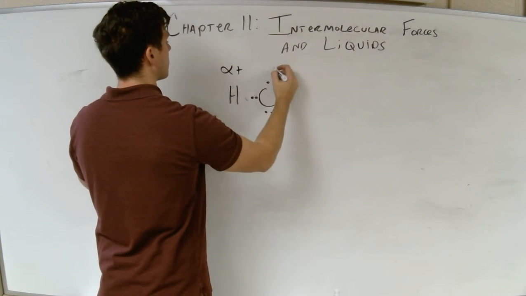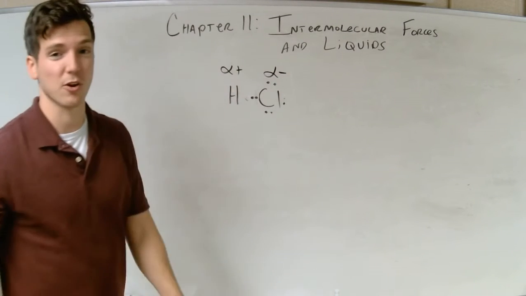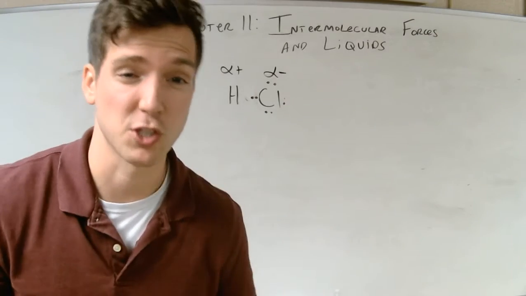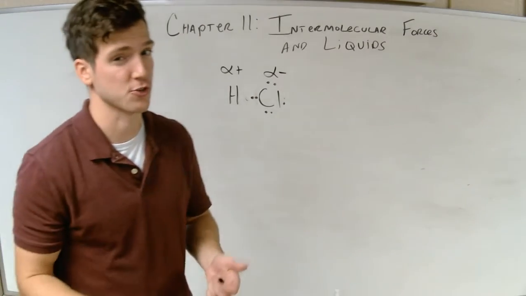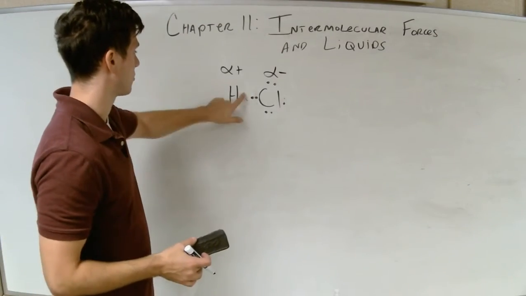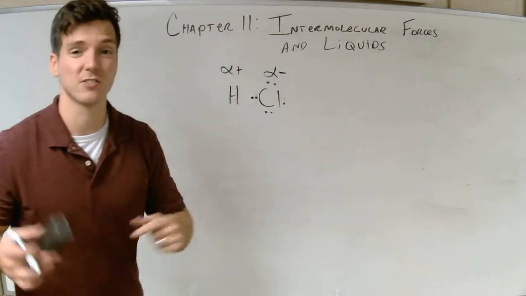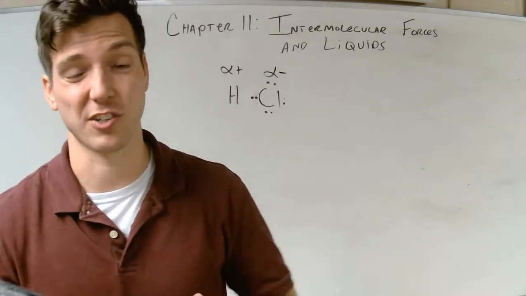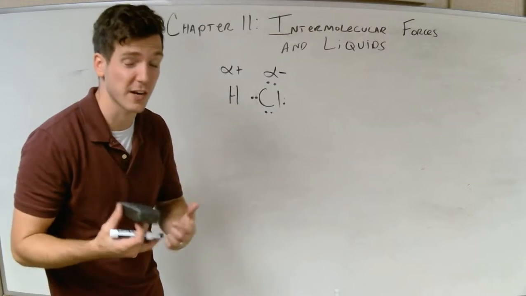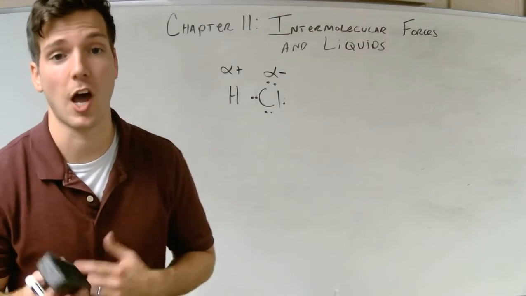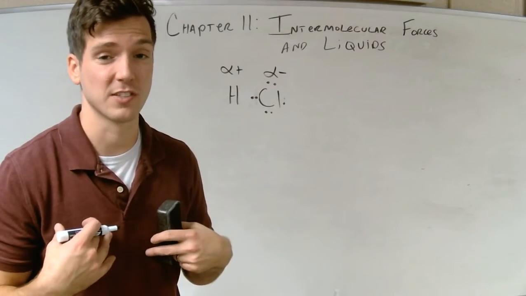Hydrogen becomes partially positive and chlorine becomes partially negative. Okay, that little fish looking thing is the symbol for partially in our chemistry world. Okay, so this is partially positive, partially negative. That's because those electrons are getting a lot closer. Even though they're shared, since chlorine is such an electron hog, it is wanting those electrons a lot closer.